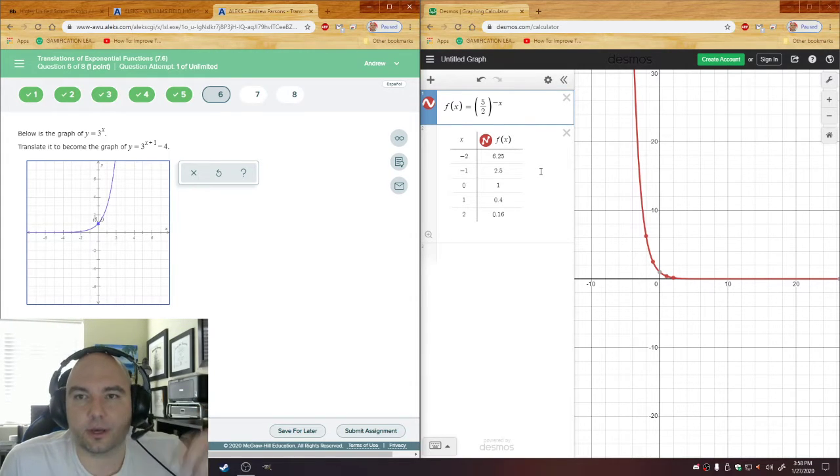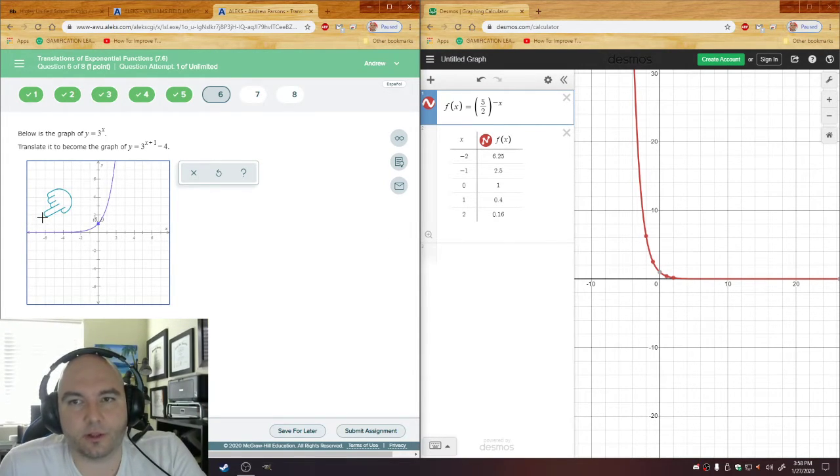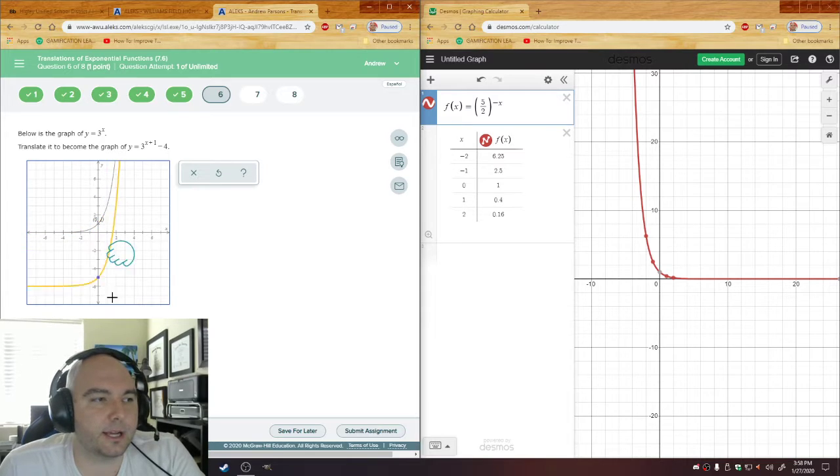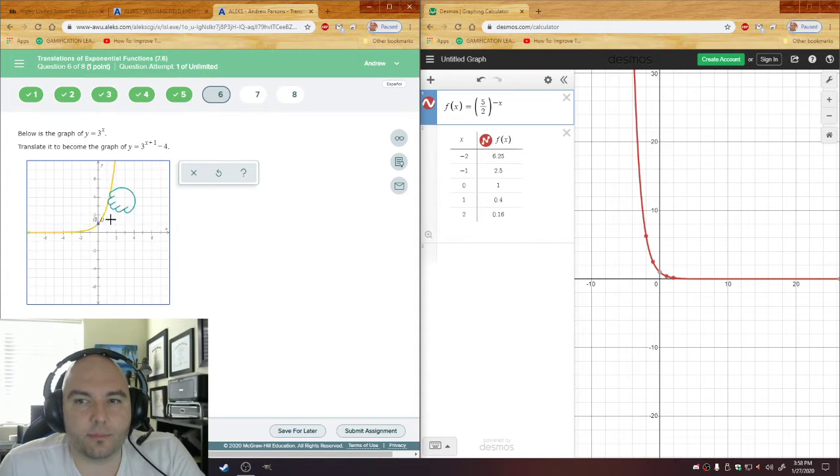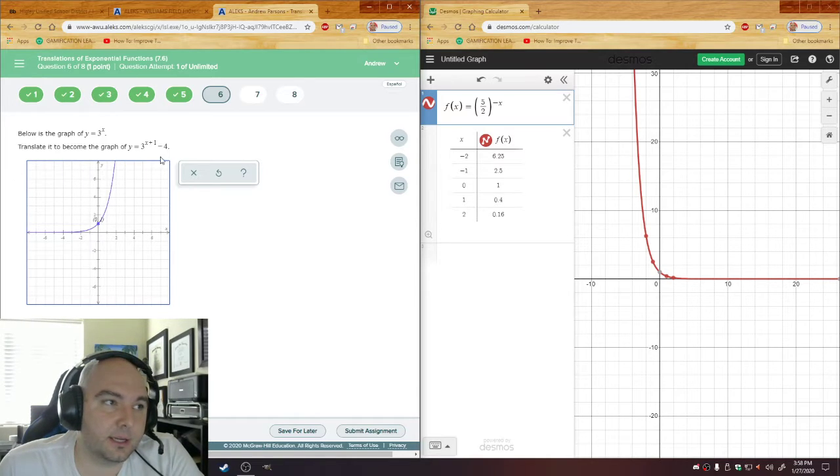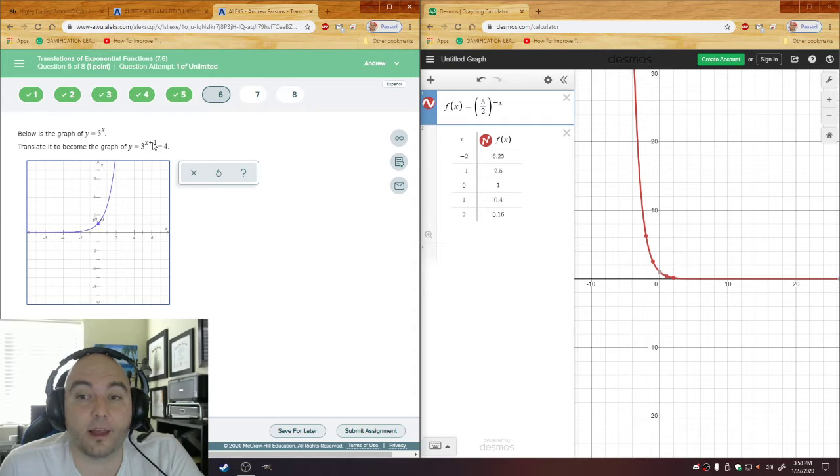So now we're going to do the new stuff, and this is what we learned in class today. We're going to take this line and put it in a new position. It says do it to the graph of 3 to the x such that it becomes 3 to the x plus 1 minus 4. What we learned in class today is that these numbers move stuff around. You might want to refer to your notes if you're not sure, but I can tell you right now: the plus 1 moves the whole graph left 1, and the minus 4 moves it down 4.